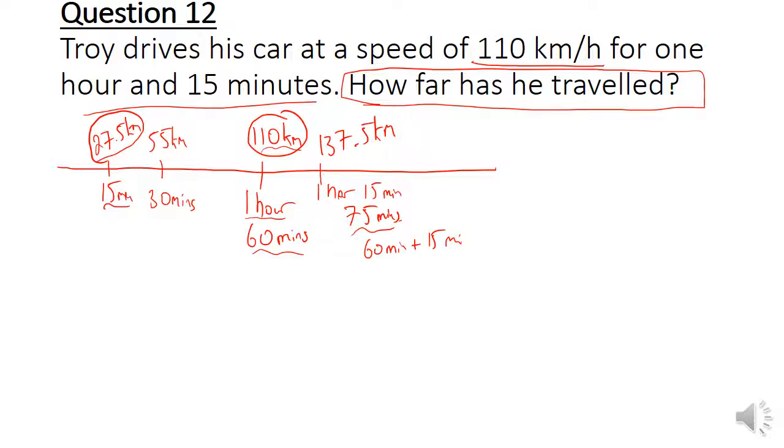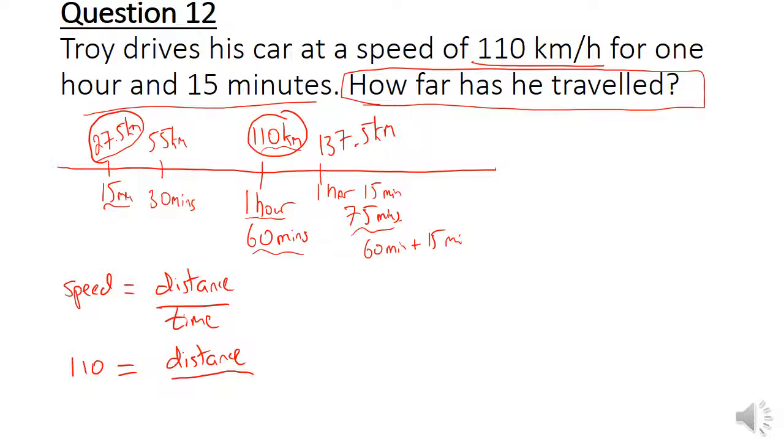So again, using the speed formula, that method, we know speed is equal to distance divided by time, which is in hours. So our speed we're given as 110 kilometers per hour is equal to distance, which is the unknown. That's what we want to find out. So distance divided by our time in hours, which is an hour and 15 minutes. Now we need to write that just in hours. So 15 minutes is 1/4 of an hour. So it's 0.25 hours. So an hour and 15 minutes is 1.25.